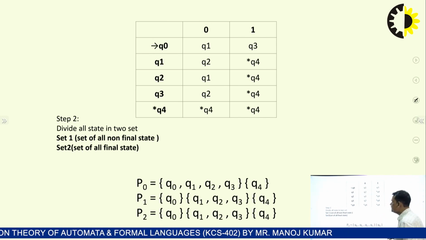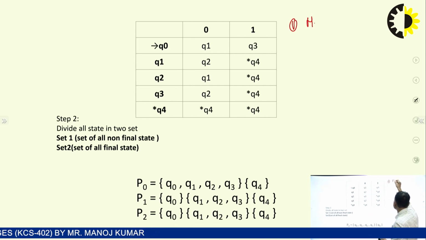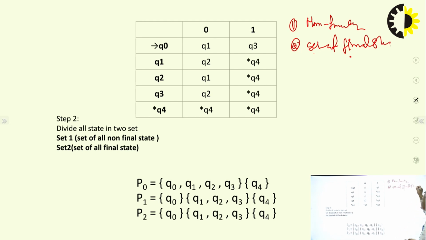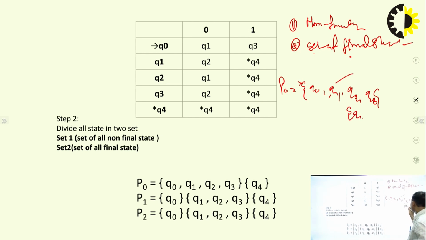This is a two-step process. First is the set of non-final states, and second is the set of all final states. P0, partition number 1, has Q0, Q1, Q2, Q3 as one set of non-final states, and the final state Q4 as the other set.